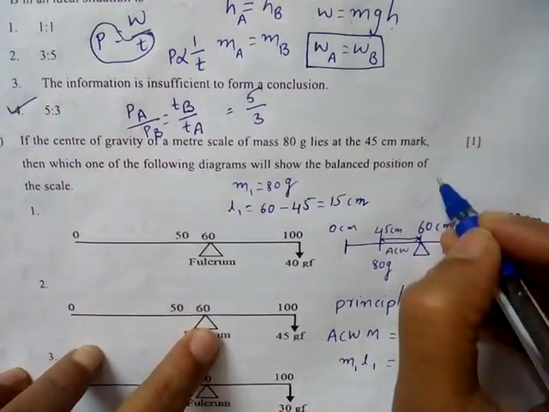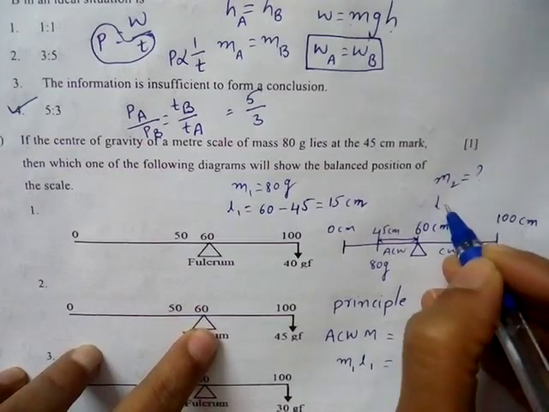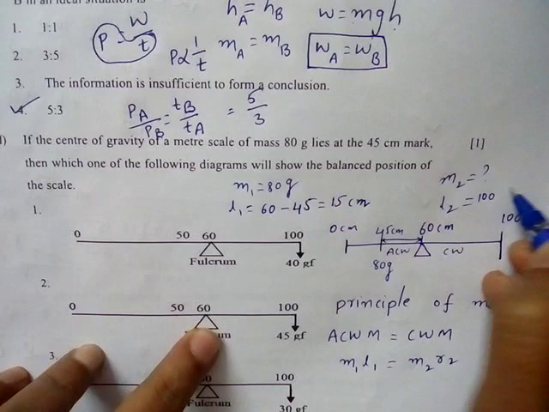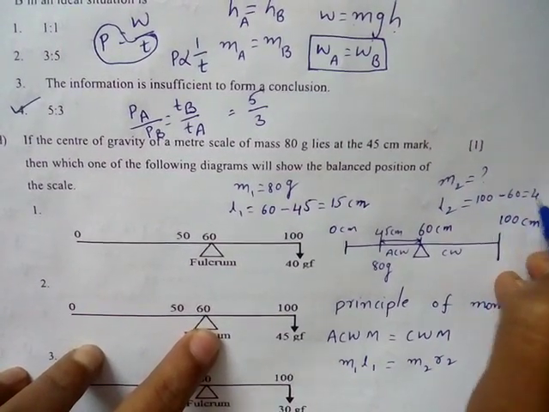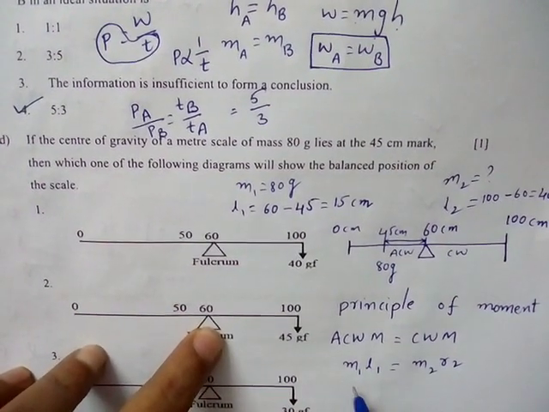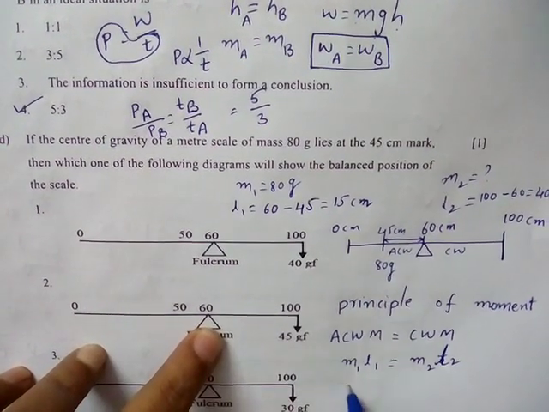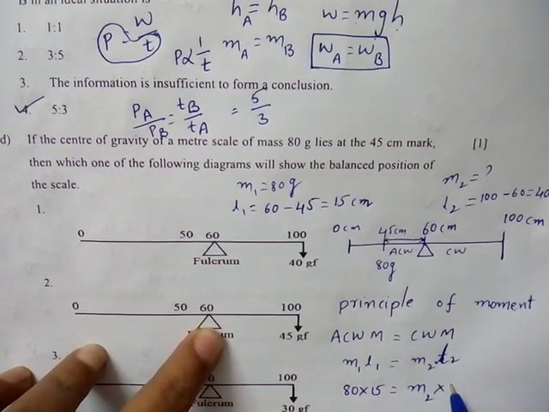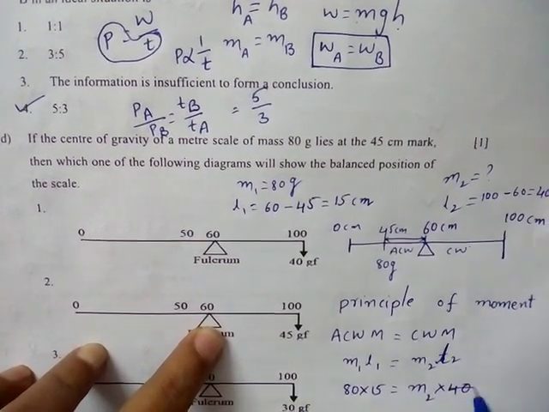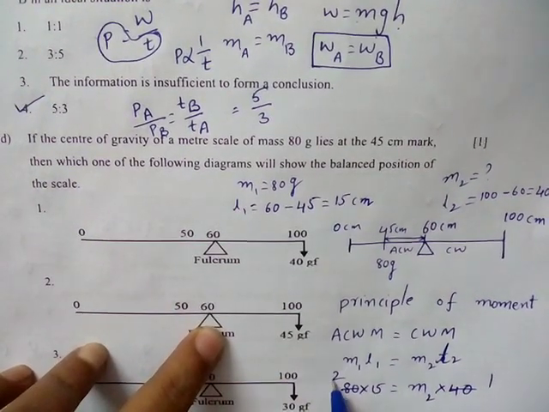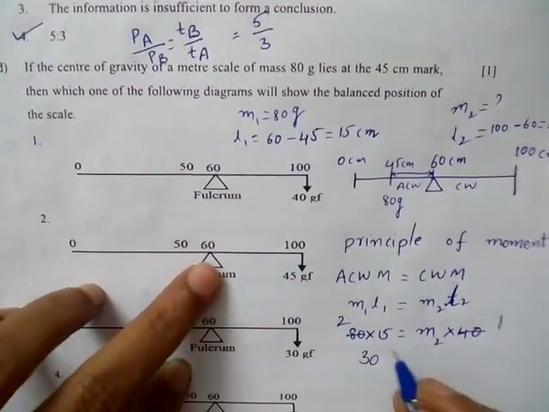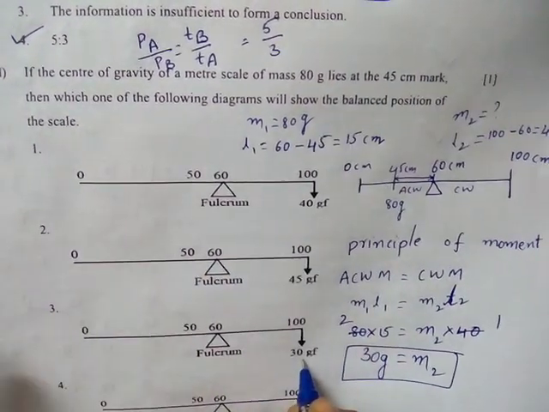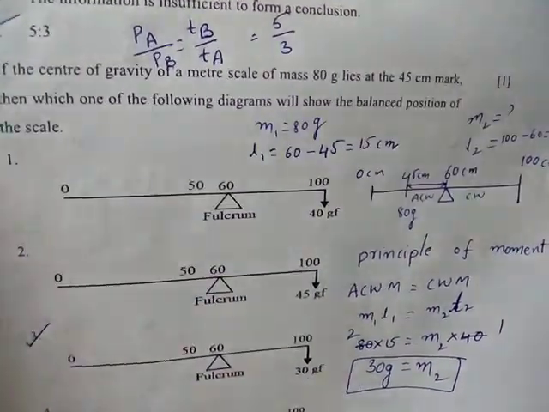Next, here M2 value we have to find. L2 is the same: from this mass to the fulcrum, what is the distance? 100 minus 60 is equal to 40 centimeter. So we write M1, 80 into 15 is equal to M2, which we don't know, into 40. So 4 ones are 4 and 4 twos are 8, 15 into 2 is 30 gram is equal to M2. So what is the mass to be kept? Which is 30. So option 3 is your correct answer.